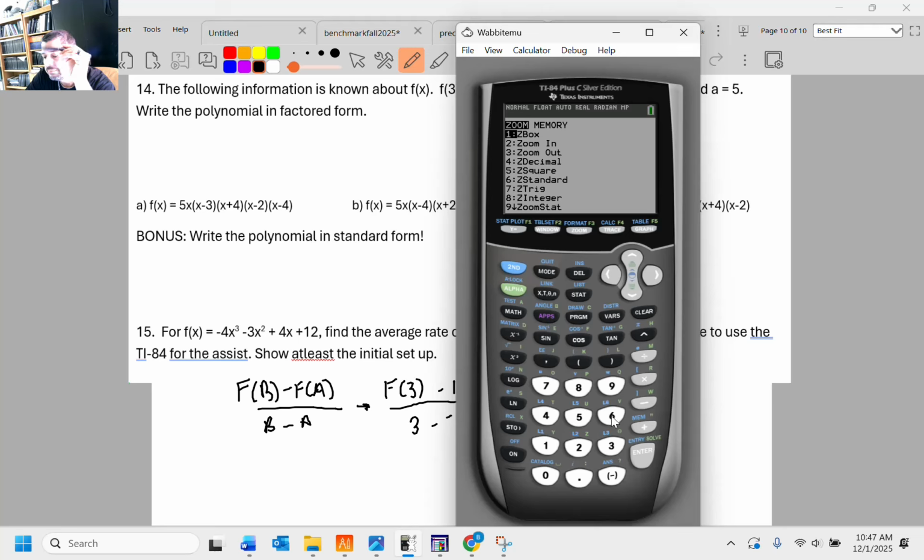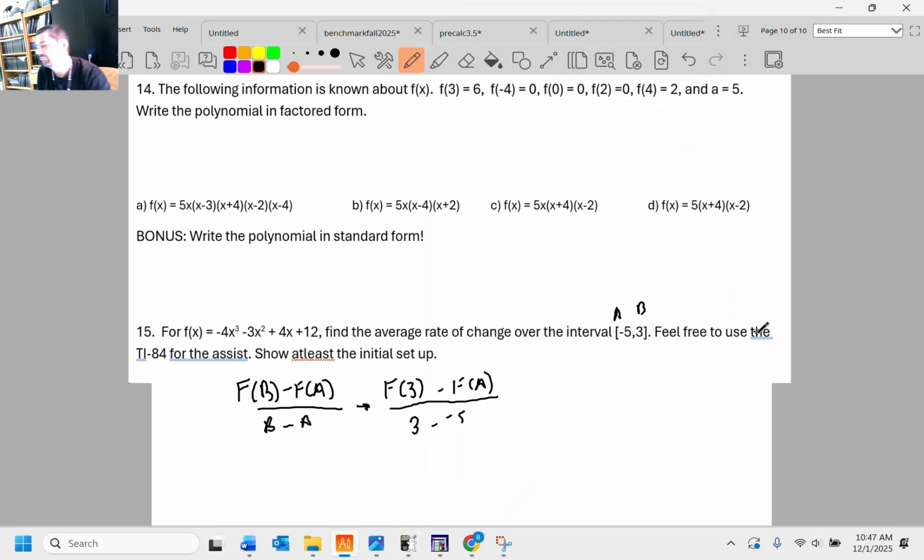Zoom 6. Now, if I want to know what f of 3 is, I'm going to hit second trace. Second trace value. X is 3. And it says the y value is negative 111. We go over here and do a little more work. Equals negative 111.